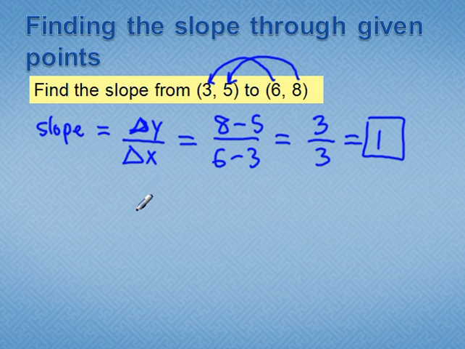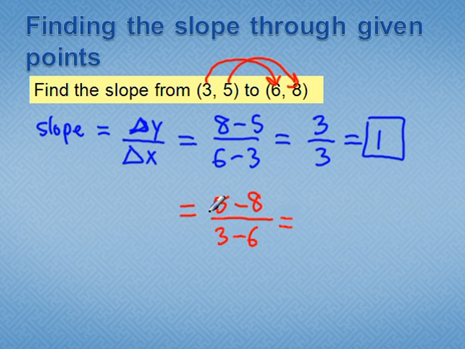Now let's look to see what happens if we go back and instead of subtracting from right side to left side, what if we subtracted the other direction? Because it may make a difference. And at first, it would seem like it should. So let's do 5 minus 8 this time. So our change in y is 5 minus 8, subtracting the other direction. And our change in x is 3 minus 6.